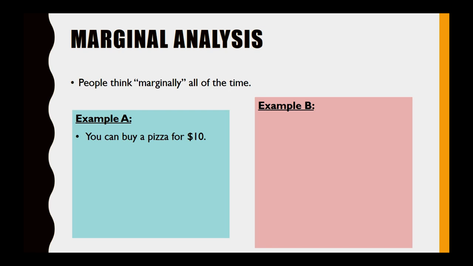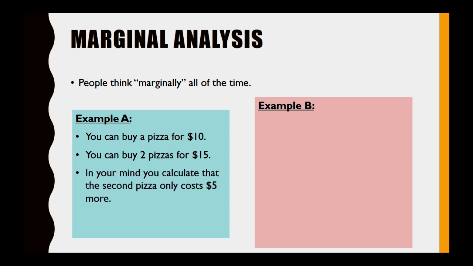So example A. Let's say that you can buy a pizza for $10, and you can buy 2 pizzas for $15. So in your brain, what calculation are you doing? You save $5 if you buy the 2. In other words, what's the additional cost of the second pizza? $5, right? The first pizza costs me $10 and the second pizza only $5. That's thinking marginally.